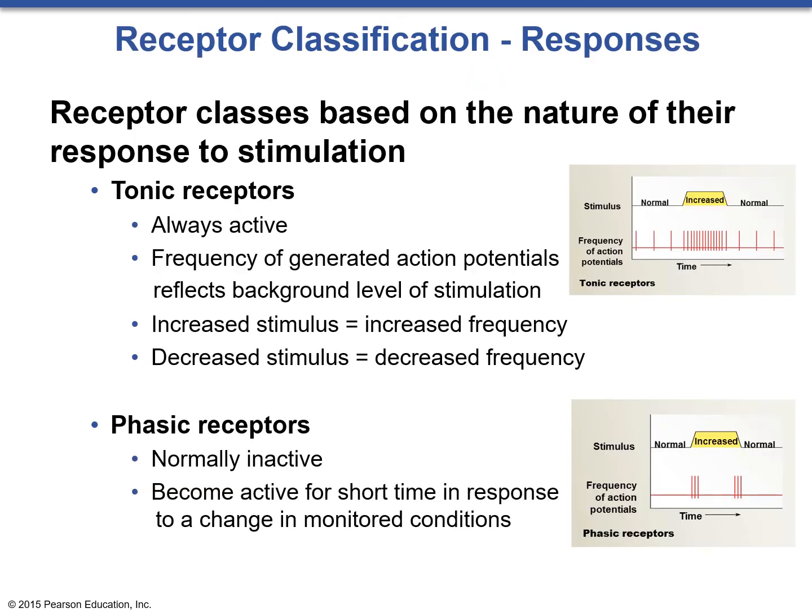Another way to classify receptors is based upon their response. Receptors can either be tonic or phasic. Tonic means that they are always active. They either increase or decrease action potentials as the stimuli change. So if we increase the stimulus, this increases the frequency, and if we decrease the stimulus, this decreases the frequency. Phasic are going to normally be inactive. They become active only once the different conditions that are present are strong enough to elicit an action potential here.